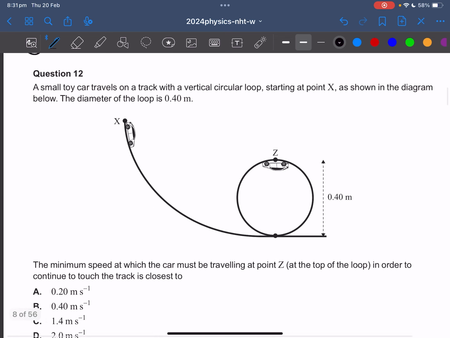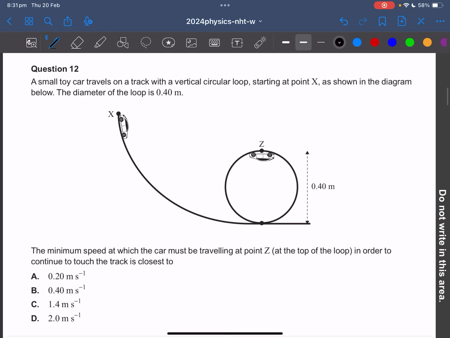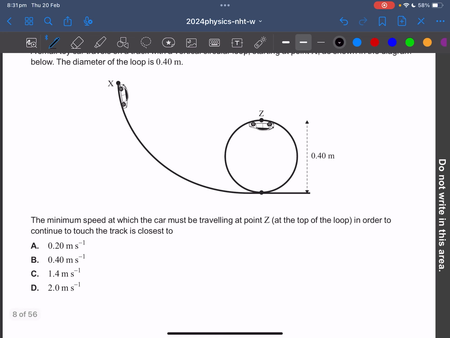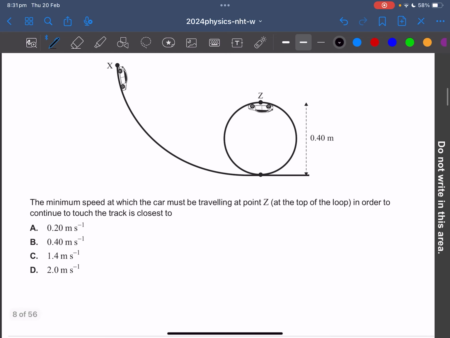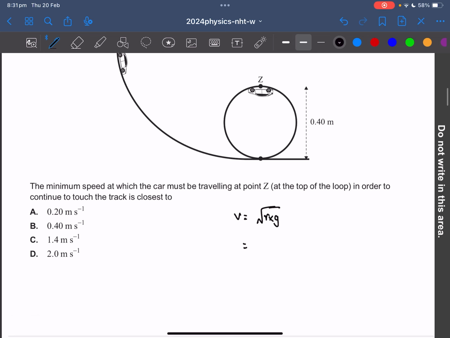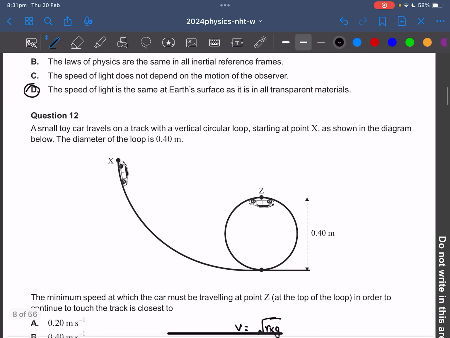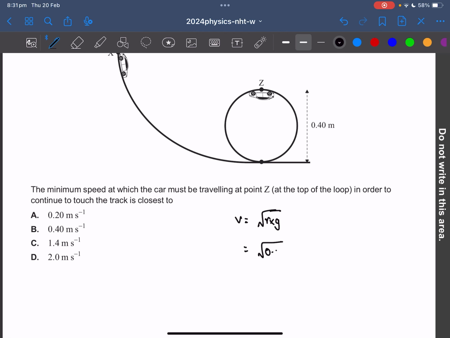A small toy car travels on a track with a vertical circular loop starting at point X as shown in the diagram below. The diameter of the loop is 0.4 meters. The minimum speed at which the car must be traveling at point Z in order to continue to touch the track is closest to? Well, we can simply just use the formula. V is just going to be the square root of radius times the gravity. What is our radius? The diameter is 0.4, so the radius is going to be 0.2, times the gravity, 9.8.